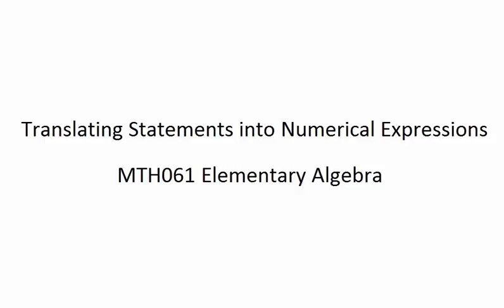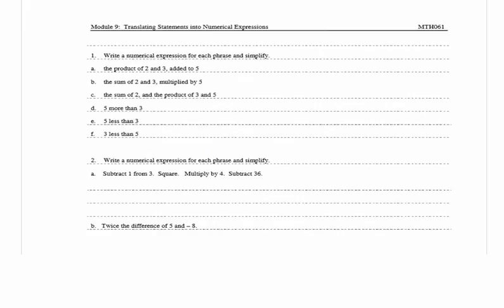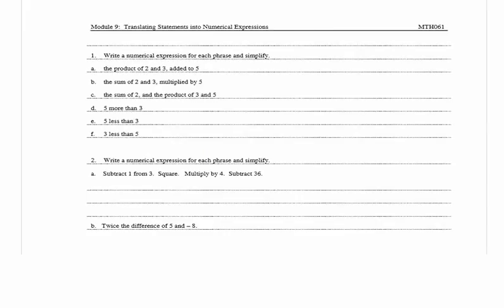In this video, we're going to be translating statements into numerical expressions. In number 1, it wants us to write a numerical expression for each phrase and simplify. In A, it asks us the product of 2 and 3 added to 5. So we have 2 times 3 is the product of 2 and 3, and then we're going to add 5. And now we have 2 times 3 is 6, plus 5 is equal to 11.